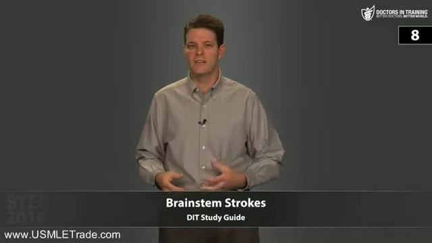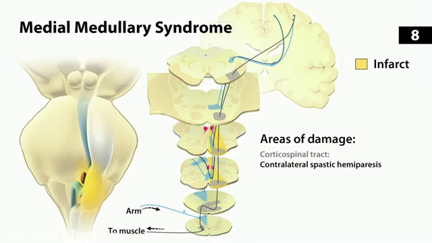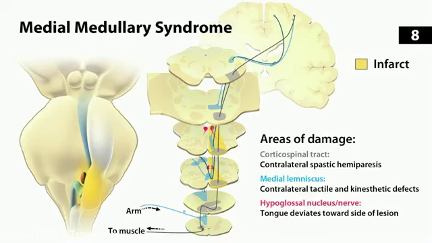Now, number 8 in the study guide says, what are the symptoms of medial medullary syndrome? Again, there's contralateral hemiparesis, or arm and leg weakness, because of the corticospinal tract damage. And this is an upper motor neuron lesion, so this is typically going to cause a spastic hemiparesis. There's also damage to the medial lemniscus, which causes contralateral sensory deficits, tactile and kinesthetic defects. Kinesthetic is another word for proprioceptive. And then the hypoglossal nerve damage will cause the tongue to deviate toward the lesion. The patient may also have some slurred speech because the tongue's not working right.